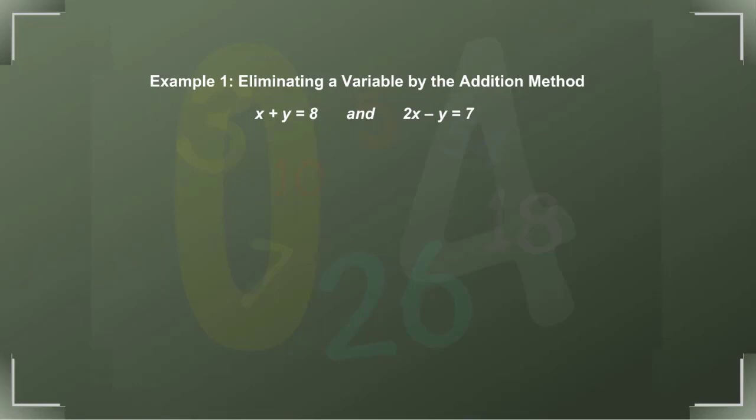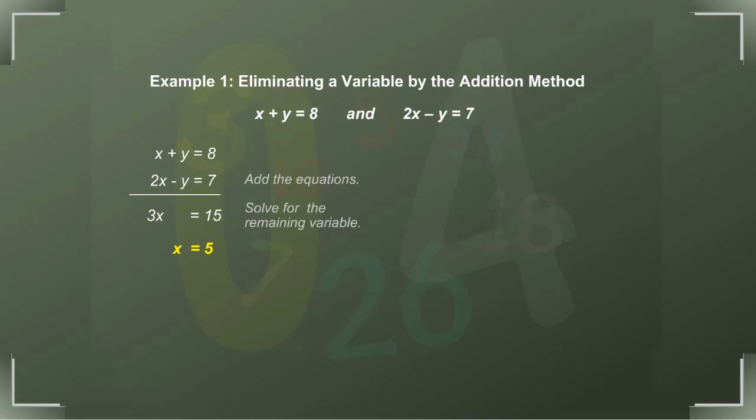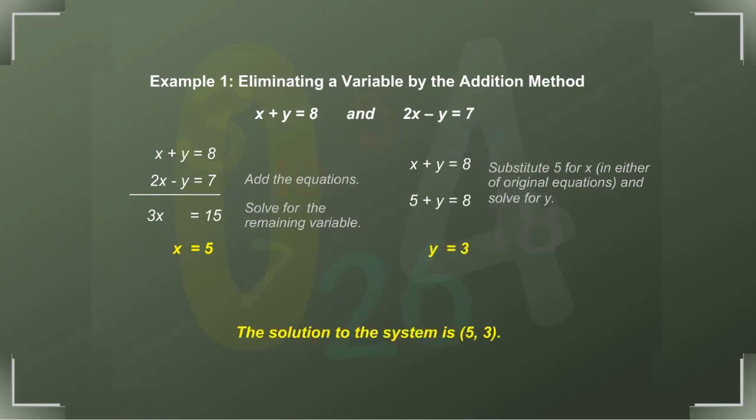Example 1. Eliminating a variable by the addition method. Add the two equations together. Then, solve for the remaining variable to get x equals 5. Substitute 5 for x in either of the original equations and solve for y. The solution to this system is 5, 3.